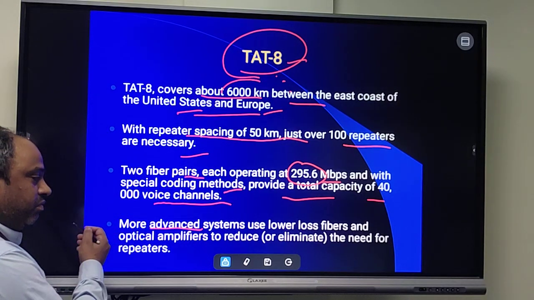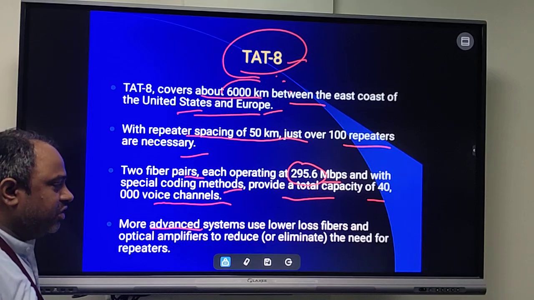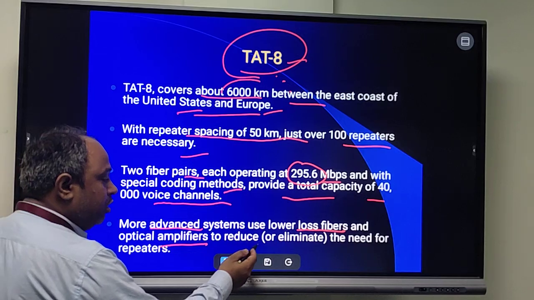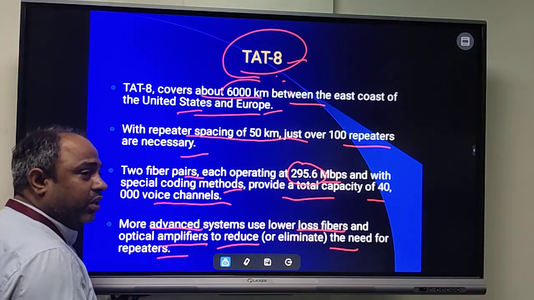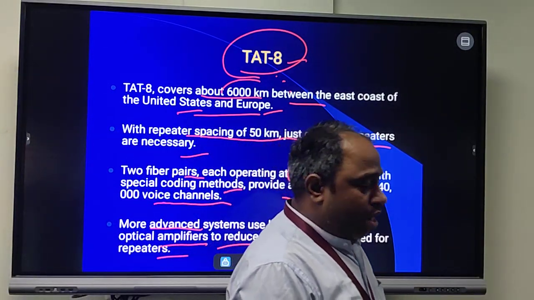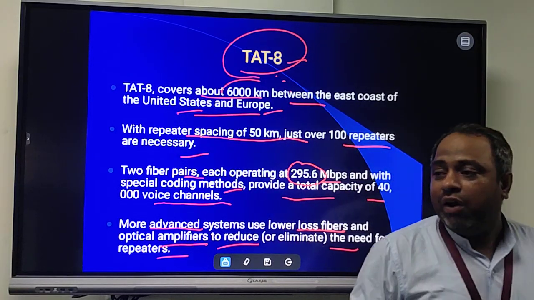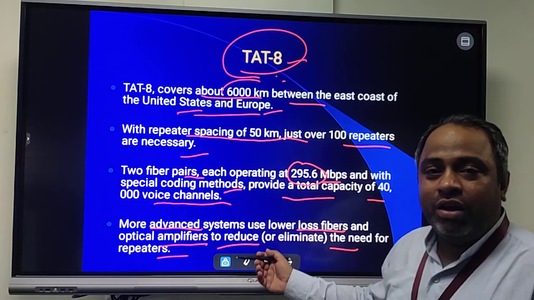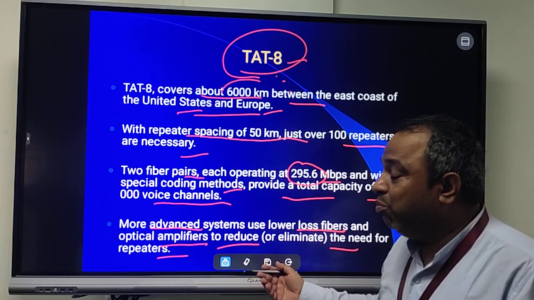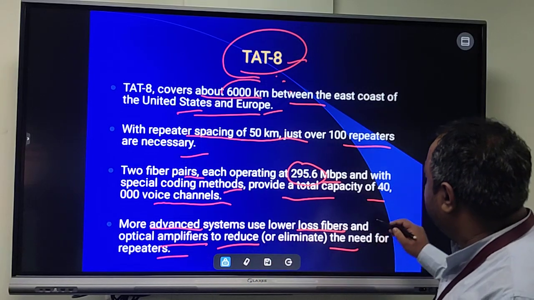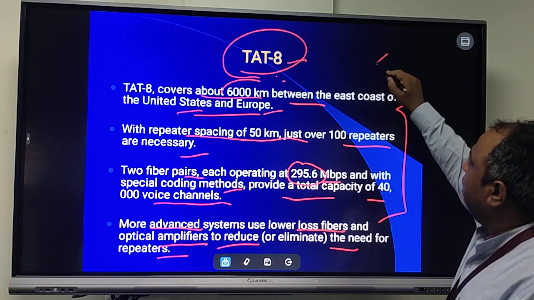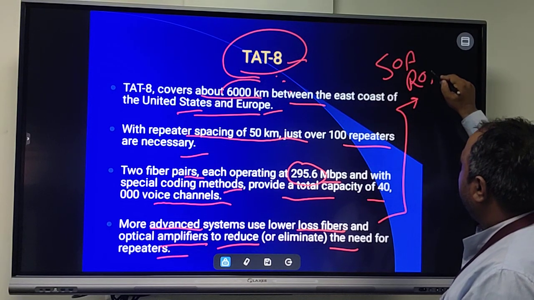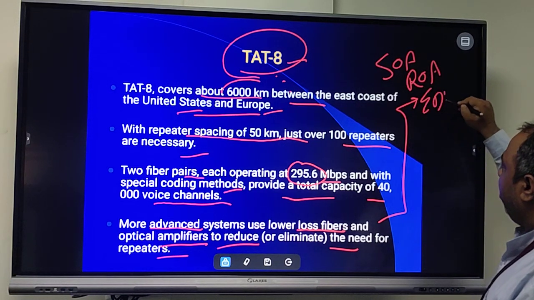Now, if we are talking about more advanced systems, they use lower loss fibers and optical amplifiers to reduce the need of repeaters. Obviously, day to day, everyone wants to improve, to share their information. So here, I'm not using a repeater, I'm using an amplifier. Now, we are using three different kinds of optical amplifier. One is the semiconductor optical amplifier. Now we use a Raman optical amplifier. Now I'm using an EDFA optical amplifier.